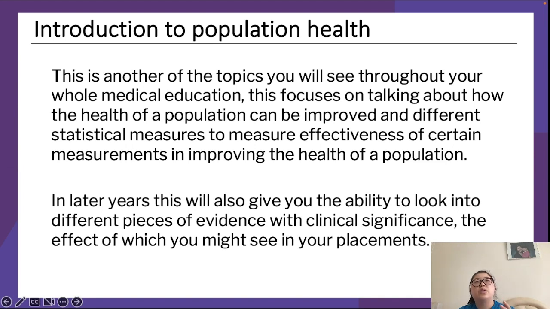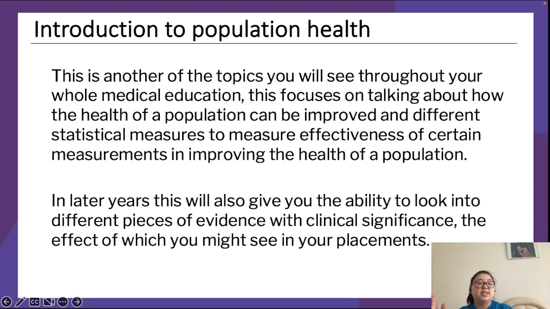It focuses on the health of the population, and therefore the health of the person, and how it can be improved and the different things you can use to improve it. So things like screening tests, like the bowel screening test that is nationwide. That's something population health has been gathering data on to show that it is effective, because it helps prevent really bad diseases.